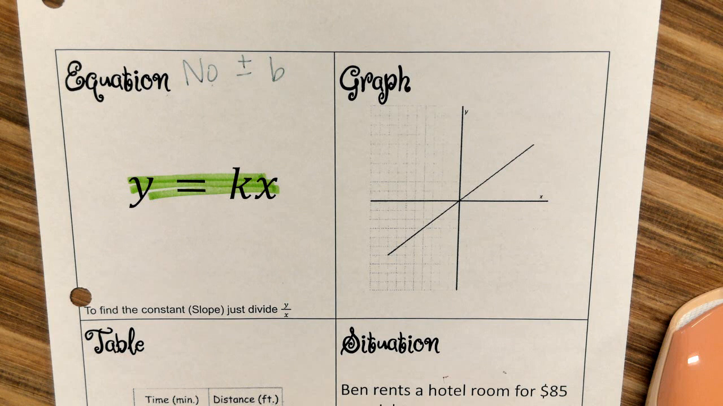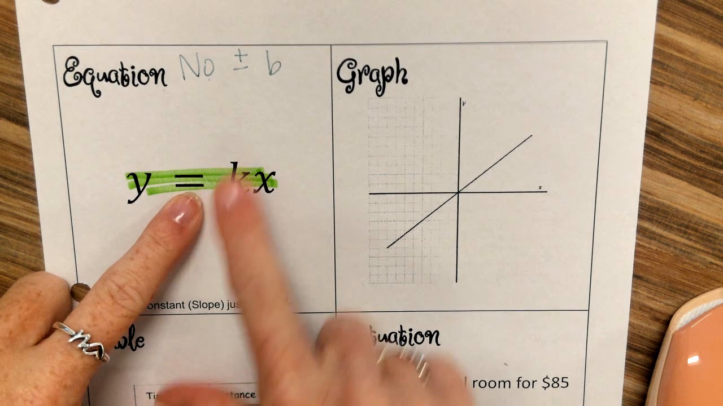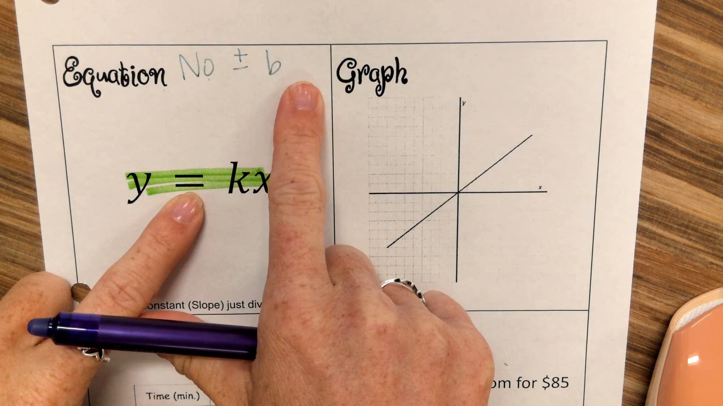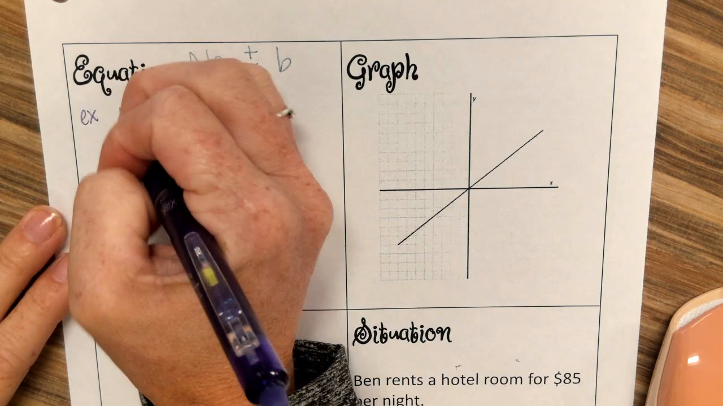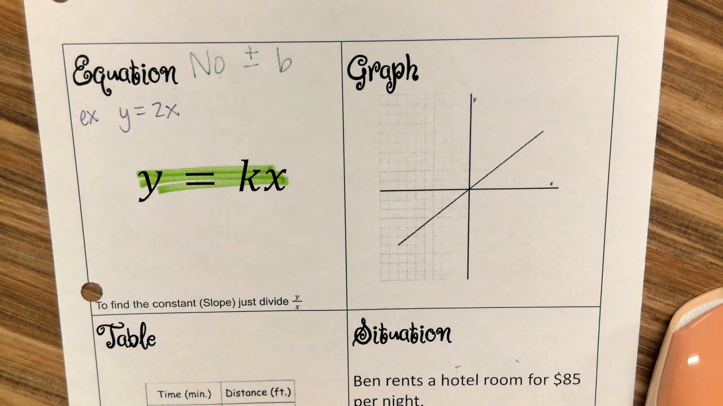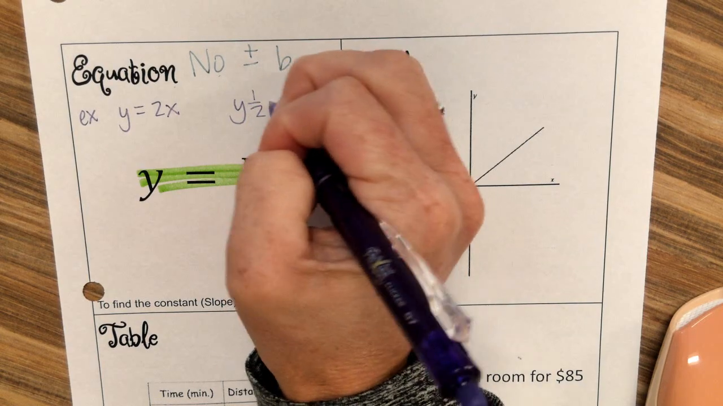So y'all know we've been learning y equals mx plus b. Again, to be proportional, there will be no plus or minus b. So what could it look like? Examples. It could be y equals 2x. Is that proportional? Yes. Why? There's no plus b.